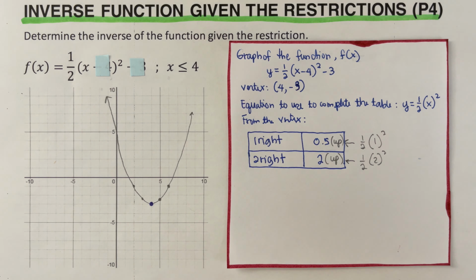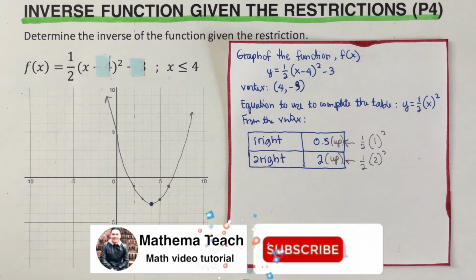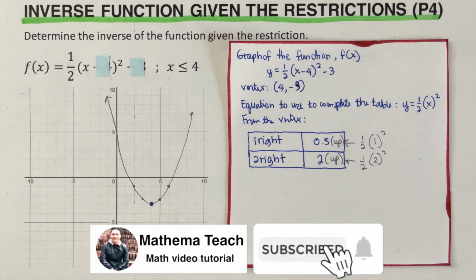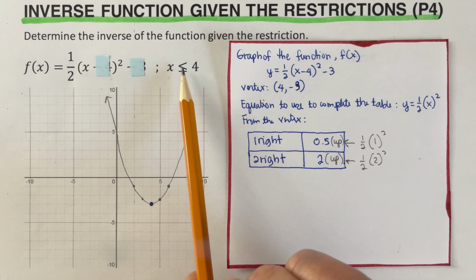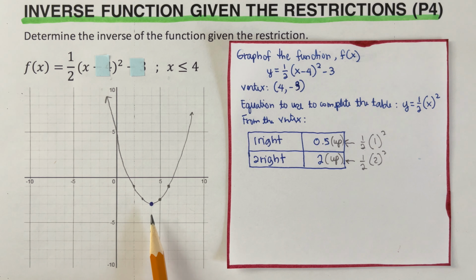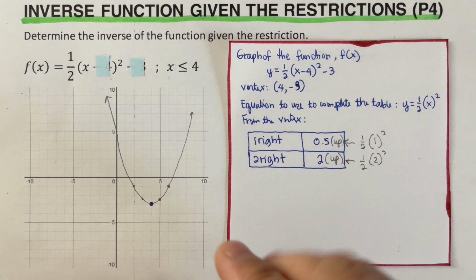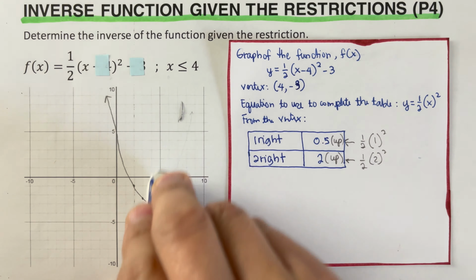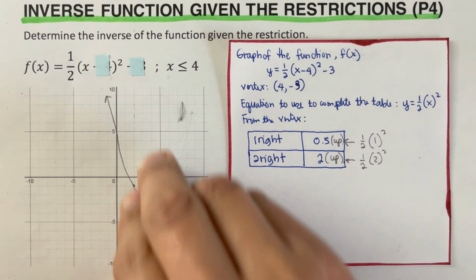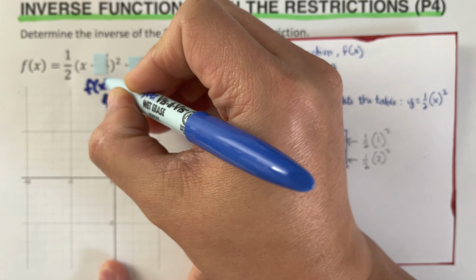And so that is why in this equation, we are restricting this graph. We only consider x is less than or equal to 4. So if this is 4, we only consider the left side of the graph and not the right side. That is what this restriction is telling us. So I'm just going to go ahead and erase the right side of this graph. So this is the graph that we consider. This is actually our given function, f of x. So I'm just going to label this as f of x right there.